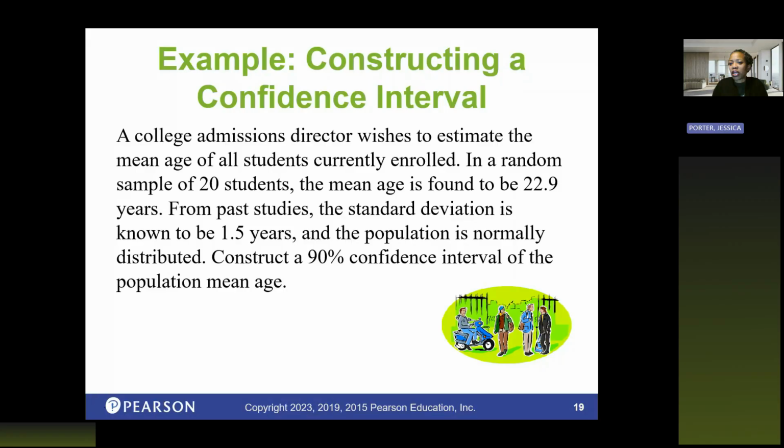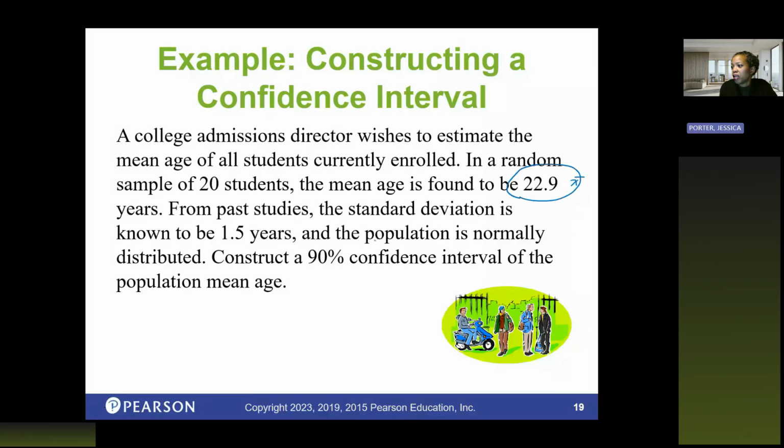We've got all our information on screen. So I want you to pull up your technology, whichever one you're going to use, and I'll give you about, let's say, 2 minutes to use your technology, and we'll see who's going to be the first person to type in the confidence interval for the population mean age. Now, what are the things that you need? You need X bar, which is here.